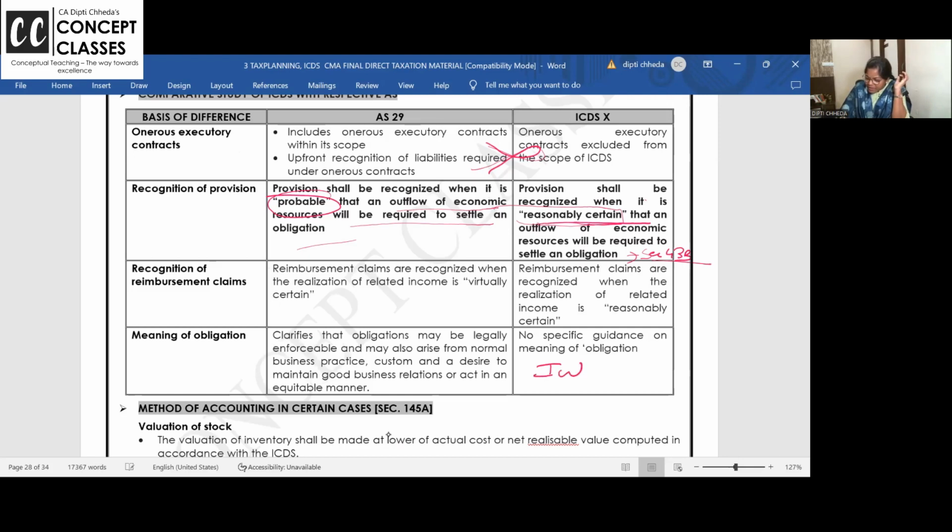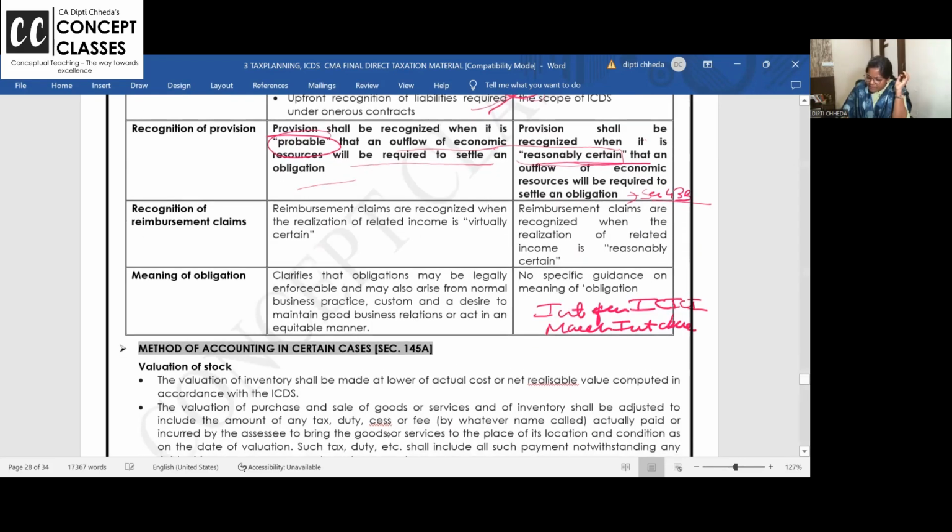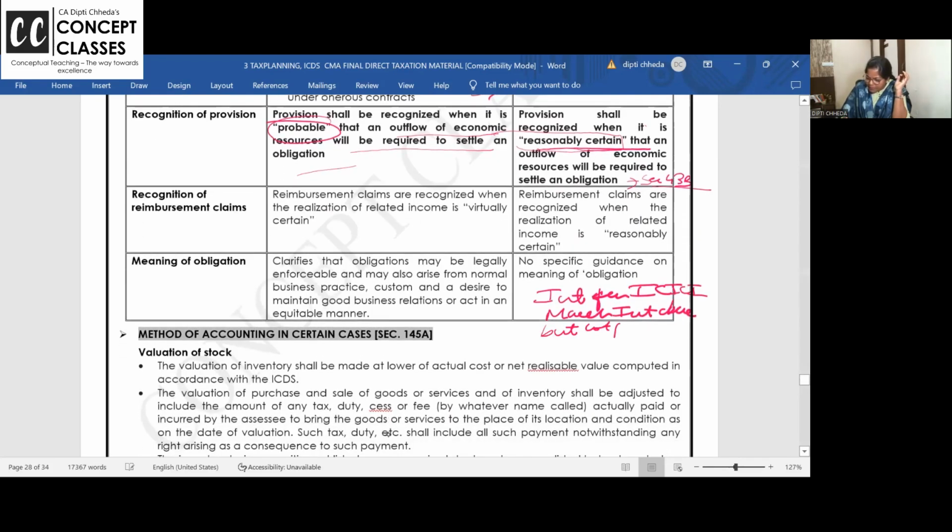Suppose I have taken a loan with interest from ICICI Bank. March month interest is due but not paid. But I'm very sure that I'm going to pay March month interest. And we are following which system, dear students, for ICDS? Mercantile system. Ma'am, if interest is not paid, then also do we need to book it as outstanding interest? Answer is yes, we need to book it.